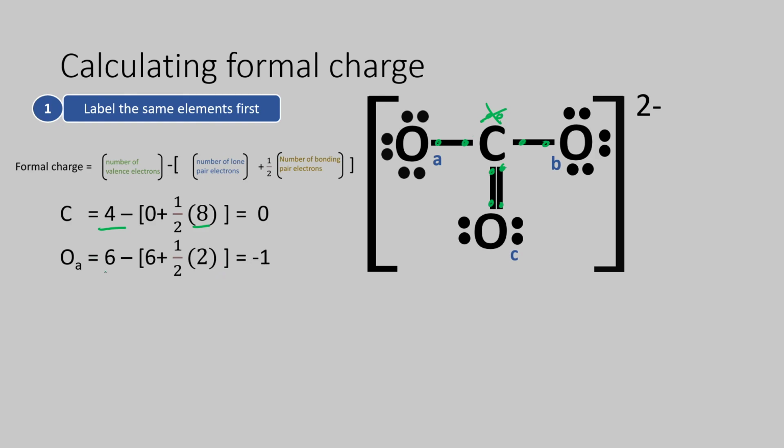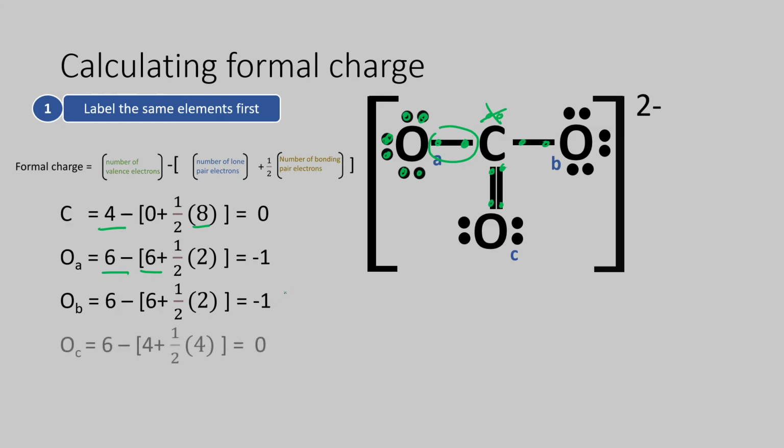So oxygen has 6 electrons. Okay, the number of lone pair electrons. Let's count, 1, 2, 3, 4. What am I saying? 2, 4, 6. So it has 6 lone pair electrons plus half of the bonding pairs. So half of the bonding pairs, it has 1 and 2. So this is the bonding pair. So you subtract, and it gets a charge of negative 1. Right? So we do the same for B. Right? And we do this.